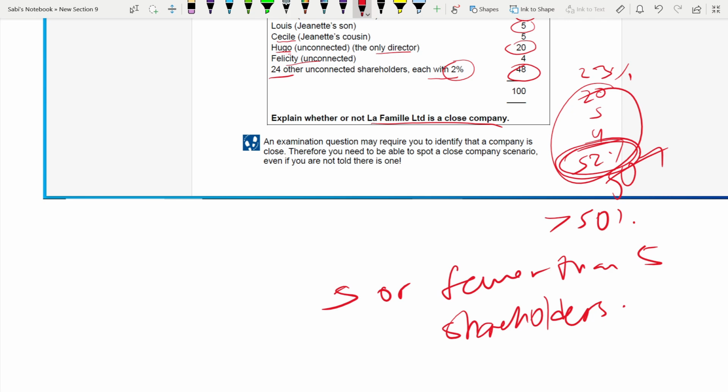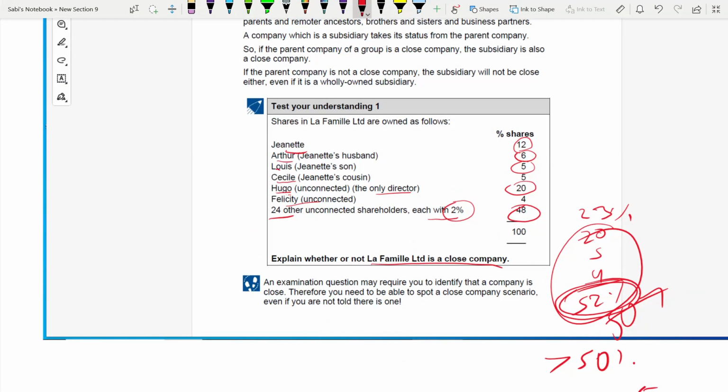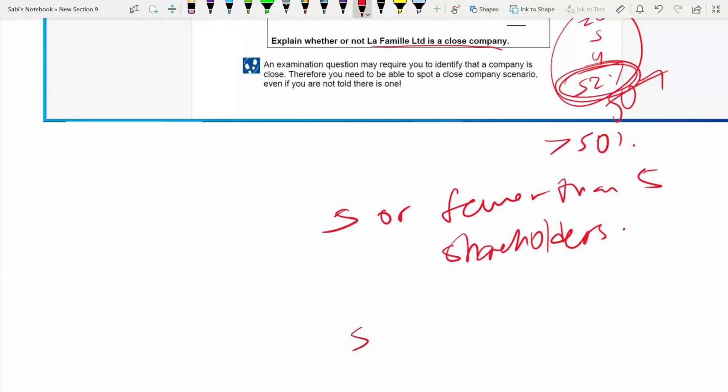If you see, you are taking Janet and the associates, Arthur and Louis are associates. Then Janet's cousin is not an associate, then Hugo, Felicity. So 1, 2, 3 and 4. These 3 are added together. So these are the 4 shareholders. Together they are having 52, more than 50. They are having the control. And it's 5 or fewer. So because they are having more, this is a closed company. This is the conclusion. It's a closed company.